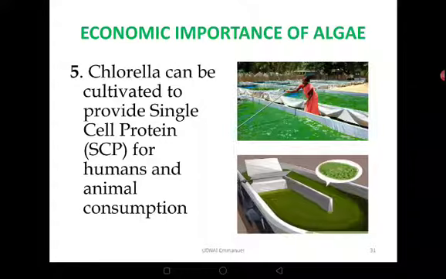So thank you very much. There are very many other economic importance of these organisms. We only focused on algae, but you can also look at economic importance of other members of the kingdom. For example, Plasmodium, which causes disease, and so on.